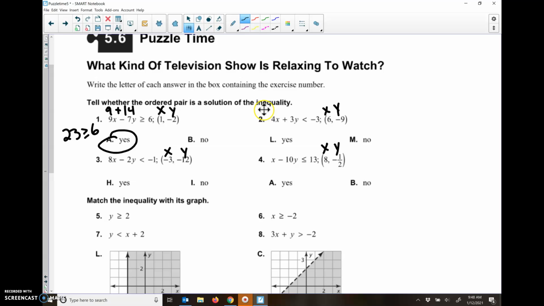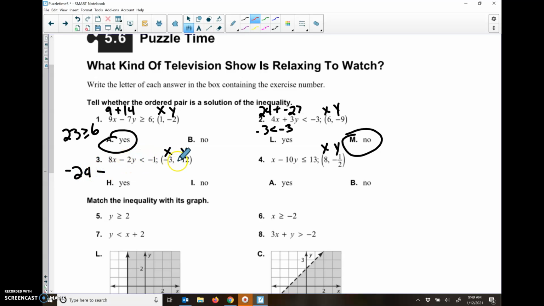Now if you look at number 2, 6 times 4 is 24. Plus 3 times -9, which is -27. So I end up with -3 is less than -3, and that is not true. -3 is not less than -3. If they had the equal to sign underneath there, then we could say yes, but it's not less than, it is equal to.